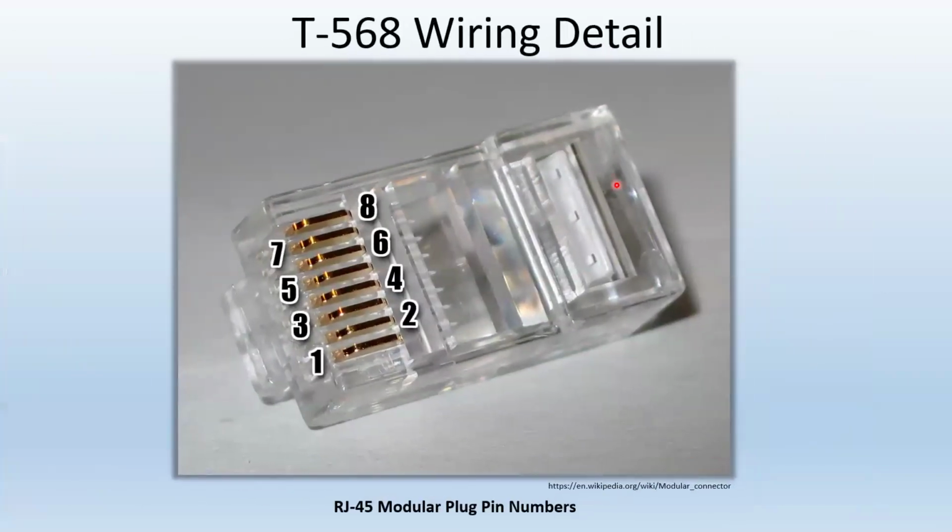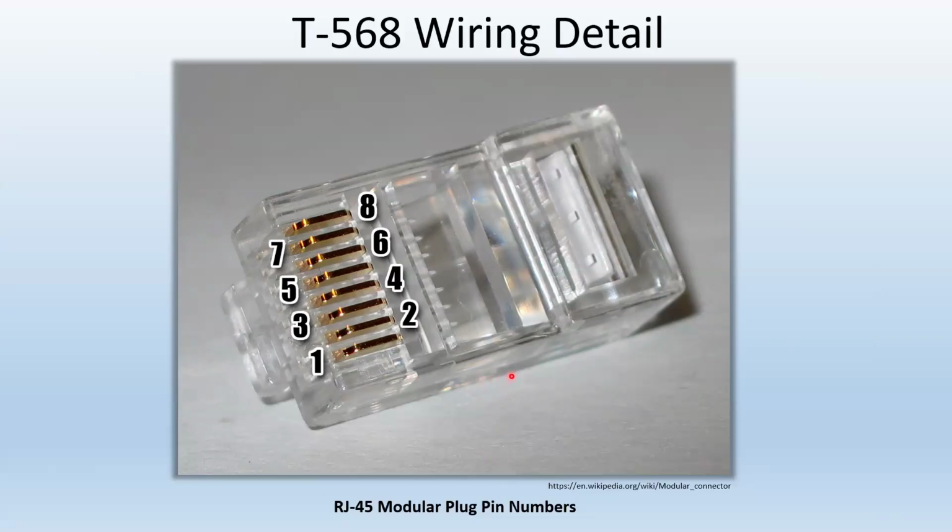Now, let's see some wiring details. As we know from our labs, this is just putting it all together in the theory class. This is an RJ45 jack or plug, and here are the pin numbers. If you hold it like this, with the little latching clip facing away from you, this is how you count the pins: 1, 2, 3, 4, 5, 6, 7, 8, from this side to that side.